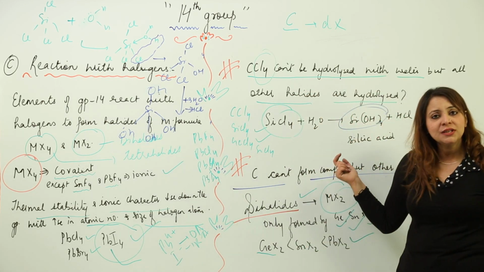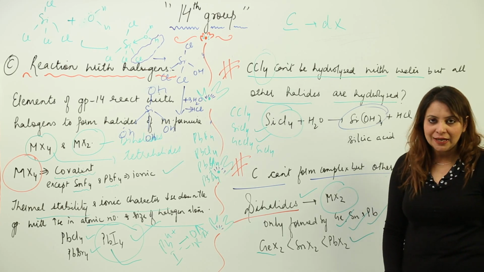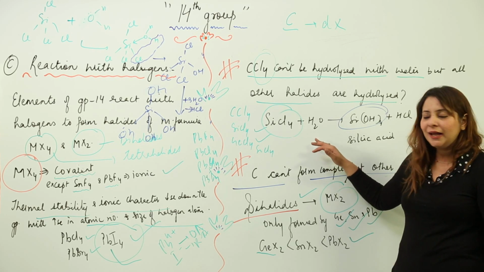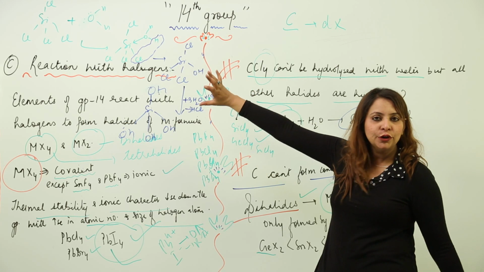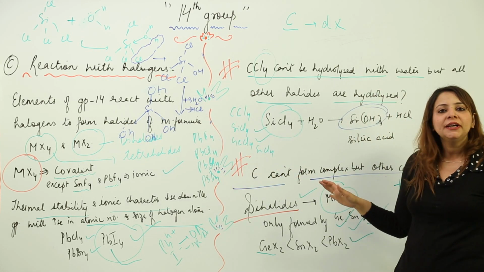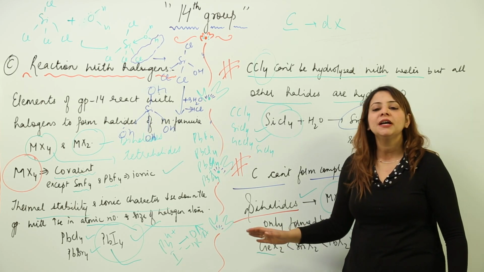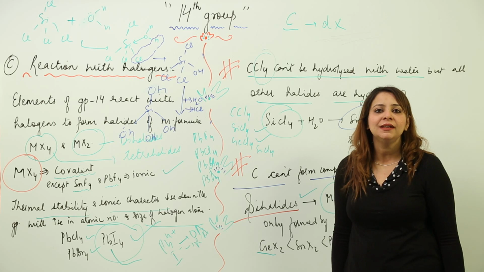And the important question: CCl4 cannot be hydrolyzed, but the rest of the halides can be hydrolyzed. You are aware of the reason why, and how you are going to show the hydrolysis, you know that also. And why carbon cannot form complexes, this also we have discussed. So this is all about the chemical properties of the carbon family.